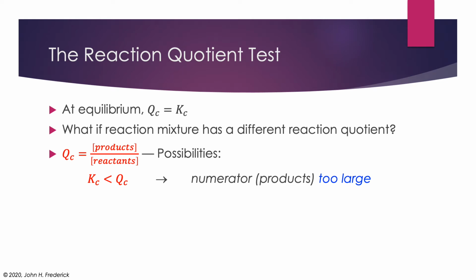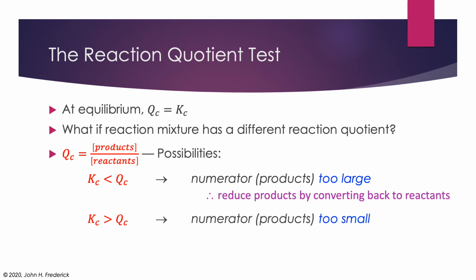One possibility is that the reaction quotient happens to be larger than the equilibrium constant. So what does that mean? If Qc is too large, what is that telling us? Well, it's telling us that the thing that's in the numerator, namely the products, are too large. And if they're too large, then in order for this reaction mixture to go toward equilibrium, we're going to have to reduce those products by converting some of them back into reactants.